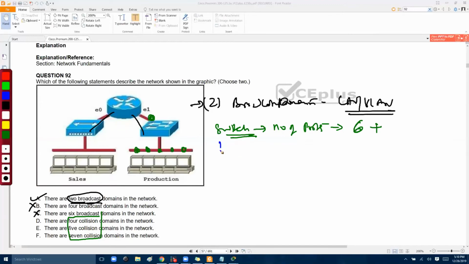And in the hub, there will be only one collision domain irrespective of the number of devices. So it is only one. So 6 plus 1 is going to be 7. So in total there are 7 collision domains here.